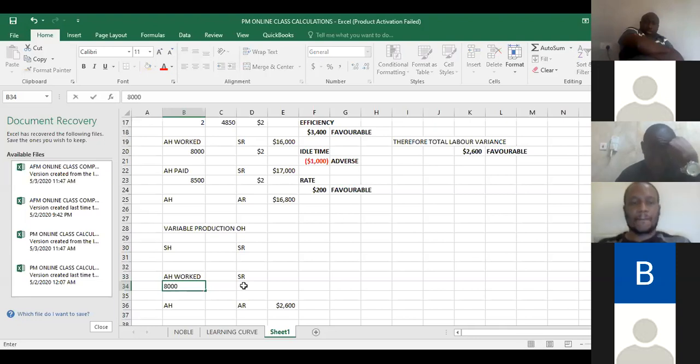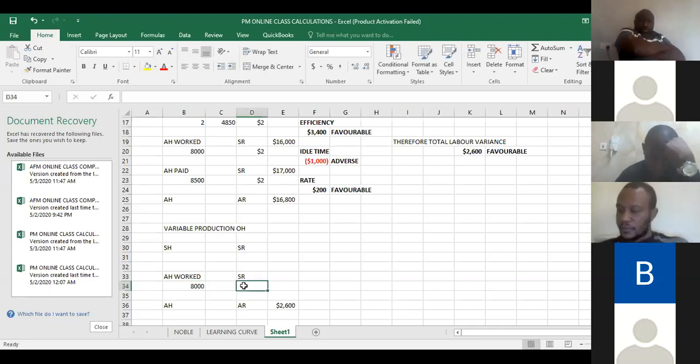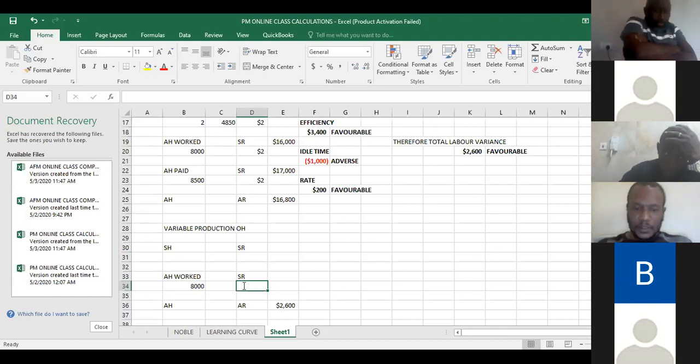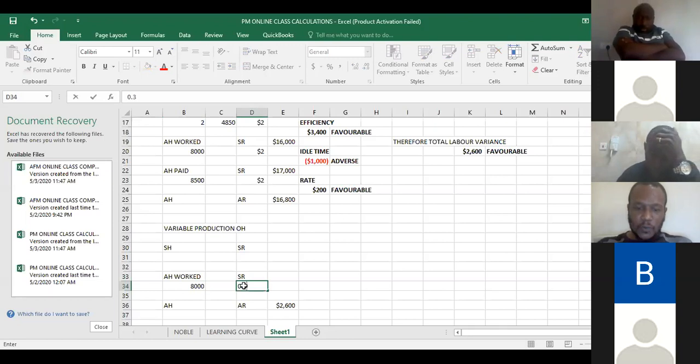What's our standard rate for overhead? Variable overhead, standard rate. Variable overhead, 0.3. Okay, so we can carry the 0.3 upstairs too. So it's equal to that 0.3.